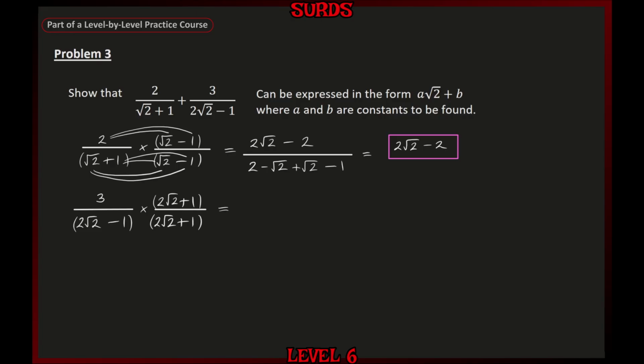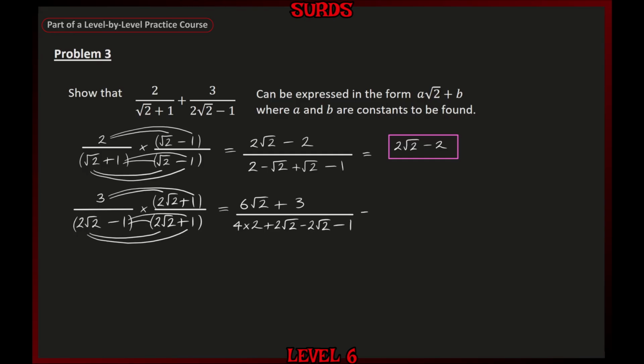So starting on the numerator, we have 3 times 2 root 2, which is 6 root 2, and 3 times 1, which gives us plus 3. In the denominator, we have 2 root 2 times 2 root 2. Well, 2 times 2 is 4, and root 2 times root 2 is 2. So we get 4 times 2. Next, 2 root 2 times 1 is just 2 root 2. Minus 1 times 2 root 2 is minus 2 root 2. And finally, minus 1 times 1 gives us minus 1.